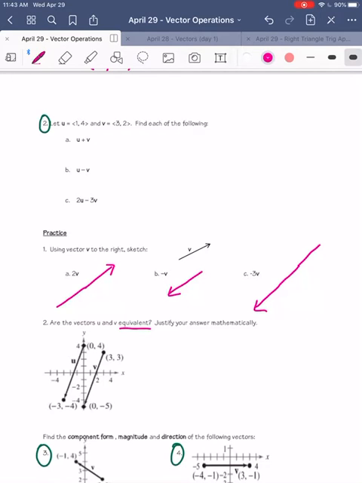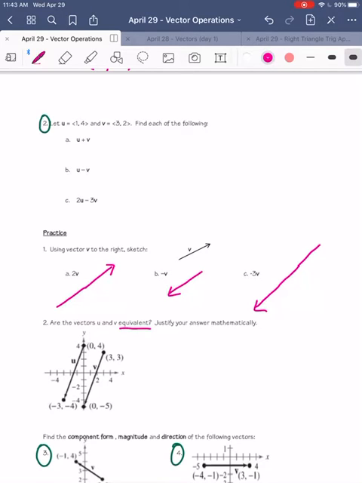2 plus 3 equals 5. Those are equivalent. With vectors, because there are two pieces, you have to have magnitude and direction. You have to show both of those things, okay?